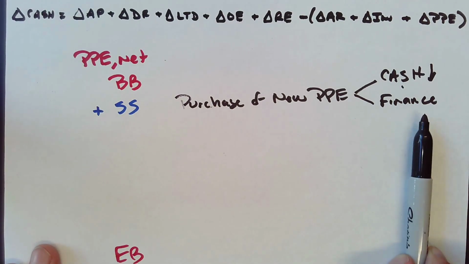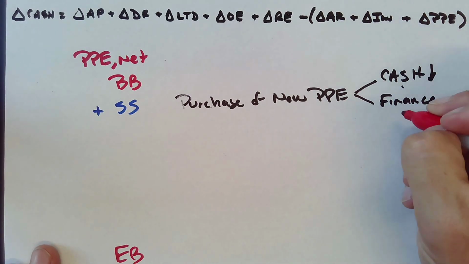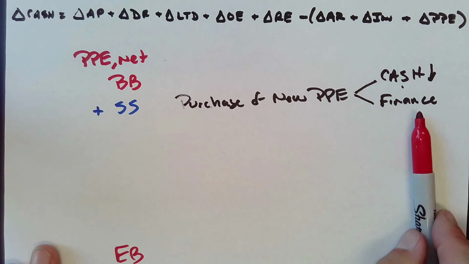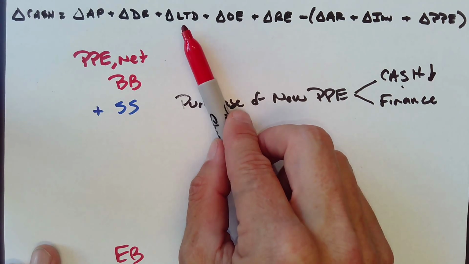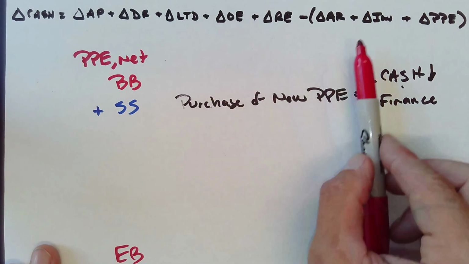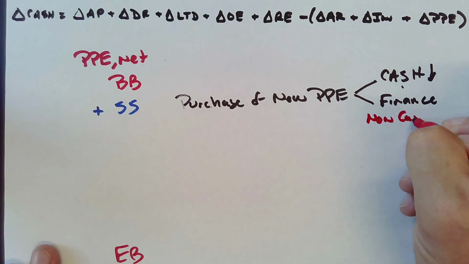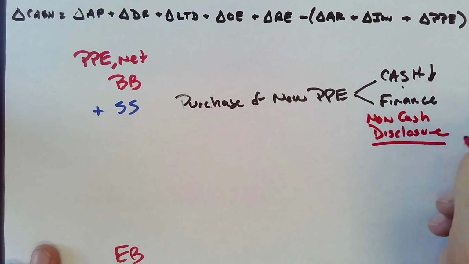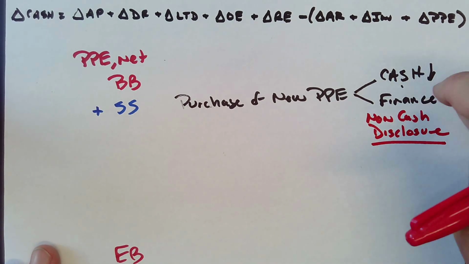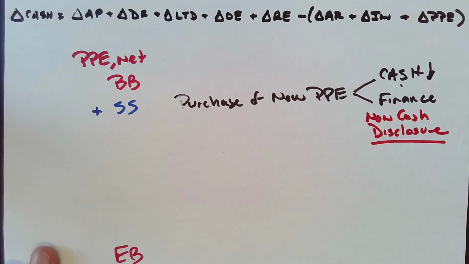If we finance it, well, guess what? No cash involved. If we finance it, there's also going to likely be something in long-term debt that we'll have to deal with, right? Because long-term debt's probably going up and PP&E is going up, but there's no cash involved. So this is a non-cash disclosure, if we finance it. All right, I like it.